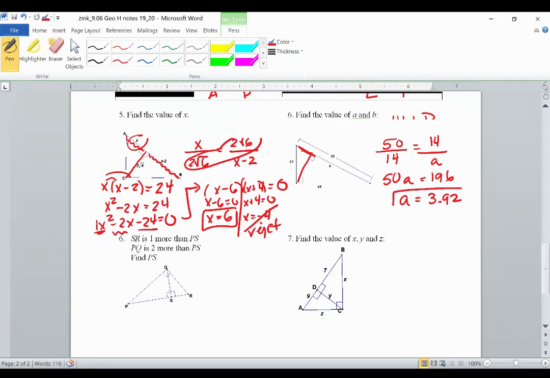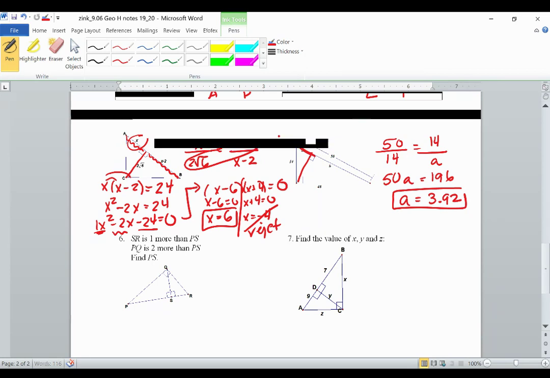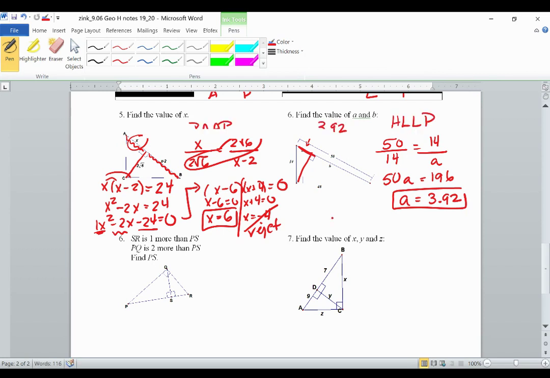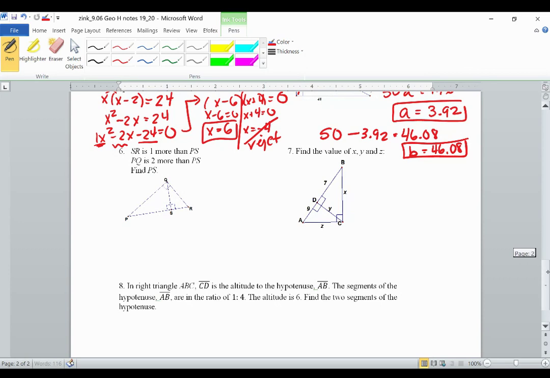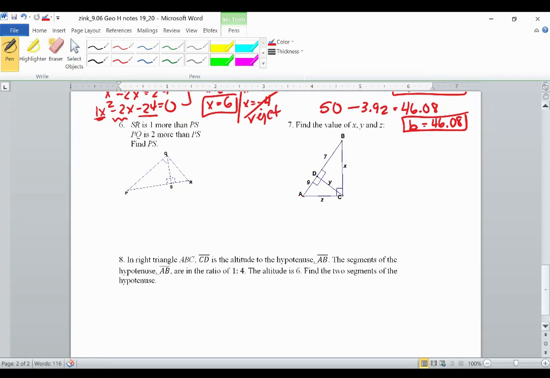So you could go from here and you could set up 50 over 48 equals 48 over B to solve for B. Or you could just say, well, at this point, I already know that A is 3.92. So just take my total segment, so segment addition postulate, actually segment subtraction postulate, we take 50 minus 3.92, which gives me 46.08. So B is equal to 46.08 for that one.